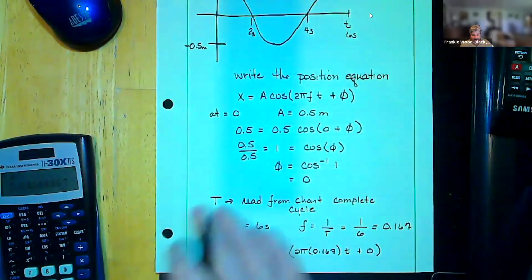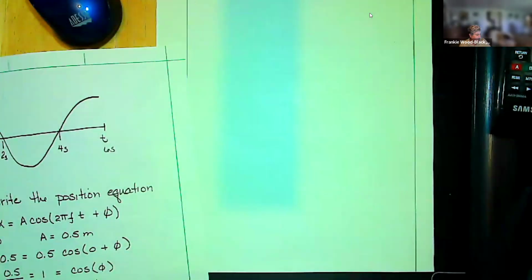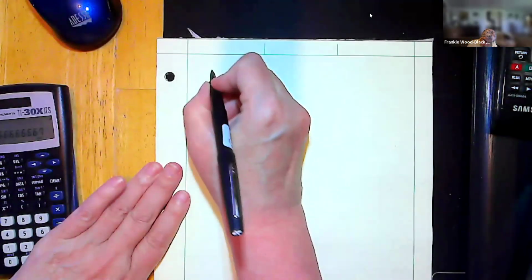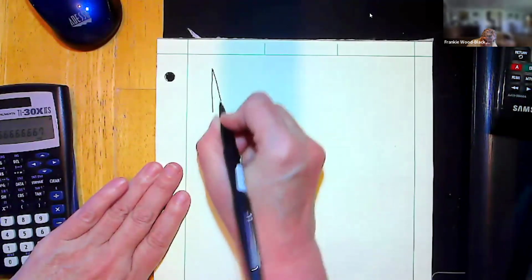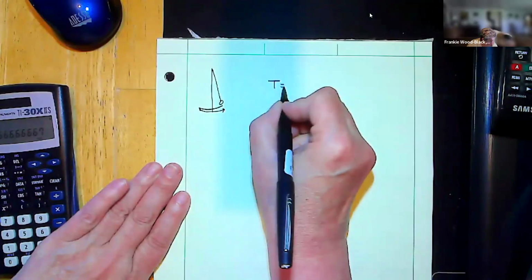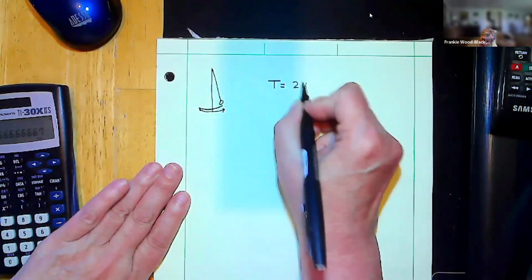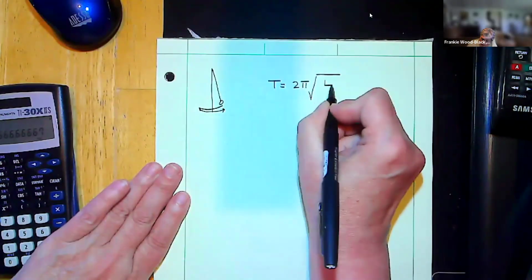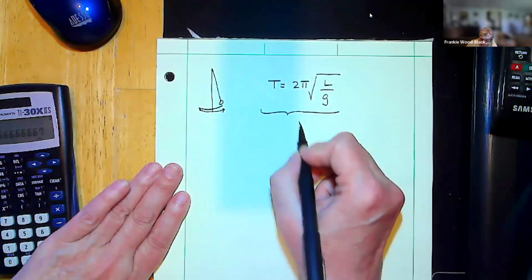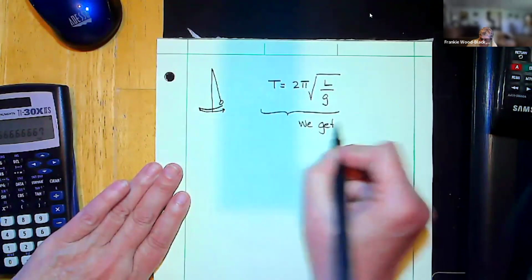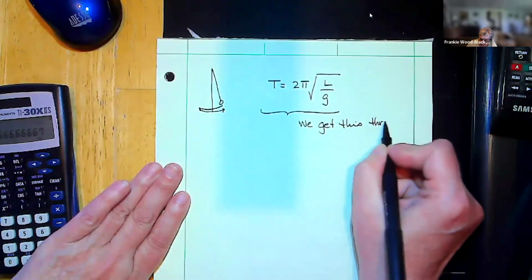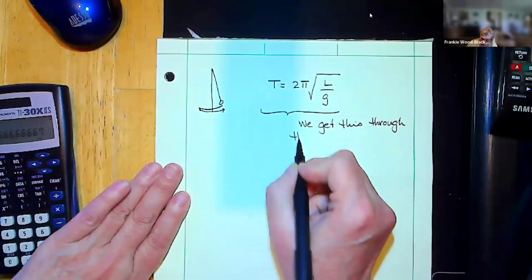Now, just as a reminder, when we look at our simple pendulum, our simple pendulum is going to go this way and back. And we know that T is equal to 2 pi times the square root of the length divided by gravity. The only way we get this is through the small angle assumption.